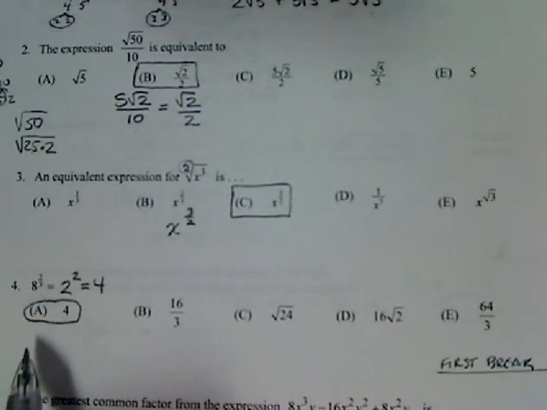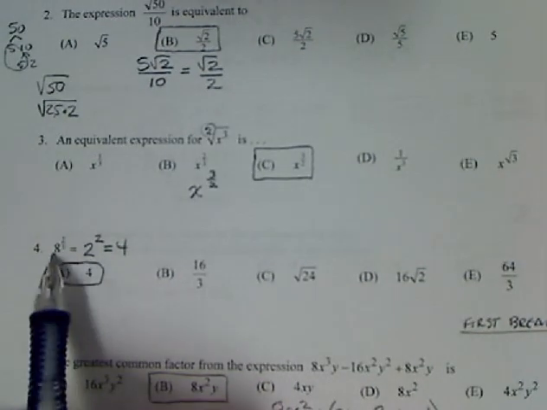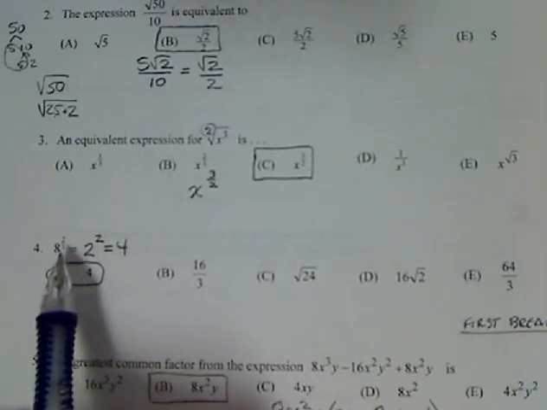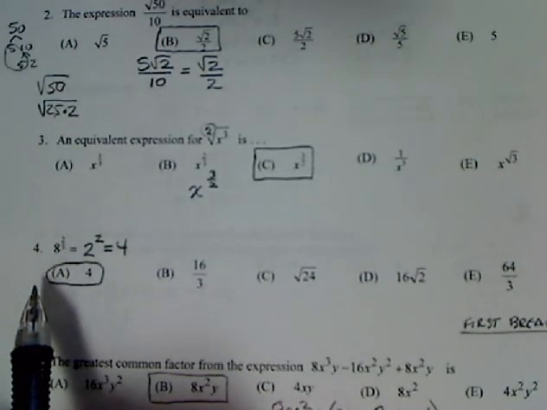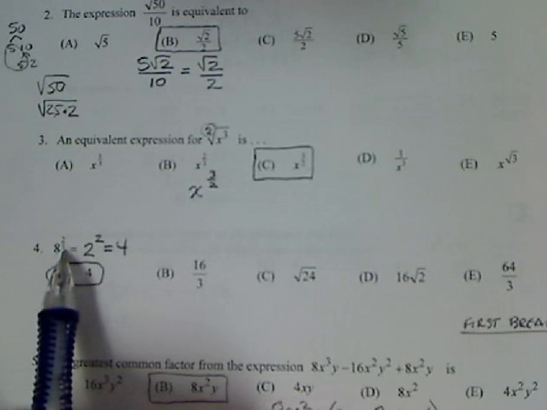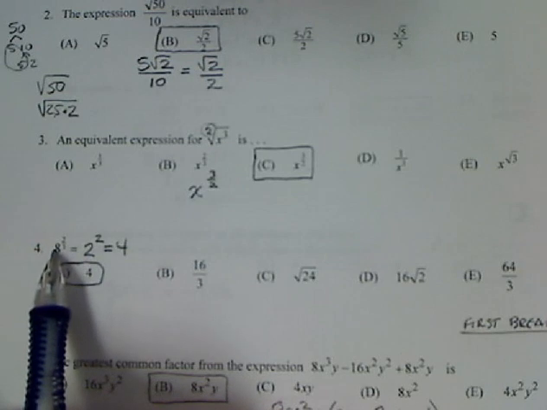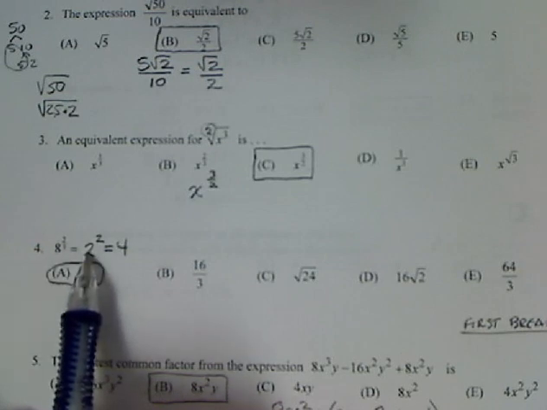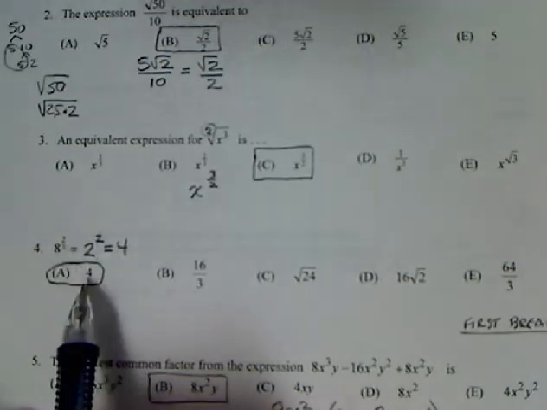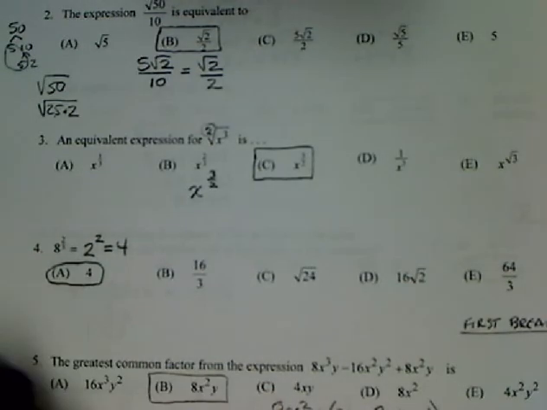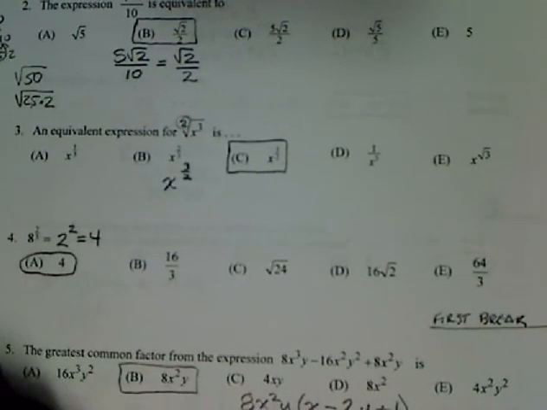If you go to evaluate 8 to the 2/3, you're going to have to do this without a calculator. The test is without a calculator. I'm going to do the cube root of 8. That equals 2. 2 squared is 4, so my answer is 4. Okay, this is the first break. You'll have some problems to do right here.